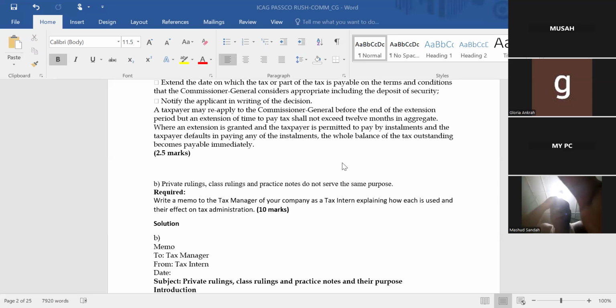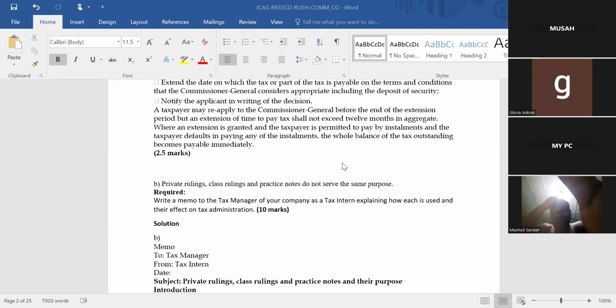So that is a private ruling. The individual taxpayer has to write to the Commissioner General asking him for his interpretation or how a transaction should be treated by the tax law. And when the Commissioner General replies to that particular taxpayer, stating his position of how the transaction should be treated, then it is called a private ruling. So it means that only that taxpayer can use that ruling. No other taxpayer can rely on that ruling. So that makes it private.